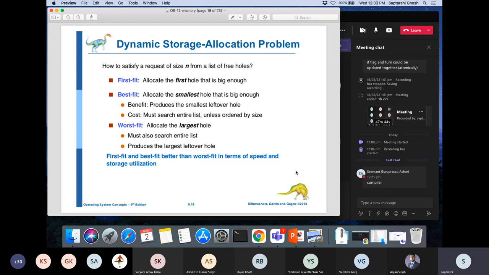Another strategy is best fit: allocate the smallest hole that is big enough. It goes through the whole list and figures out which hole is smallest but big enough to accommodate this process, and it allocates the process from that hole. However, there is a cost associated: it must search the entire list unless the list is ordered by size. Another strategy is worst fit: allocate the memory from the largest hole. This also must search through the entire list. In general, first fit and best fit usually work better than worst fit in terms of speed and storage utilization.